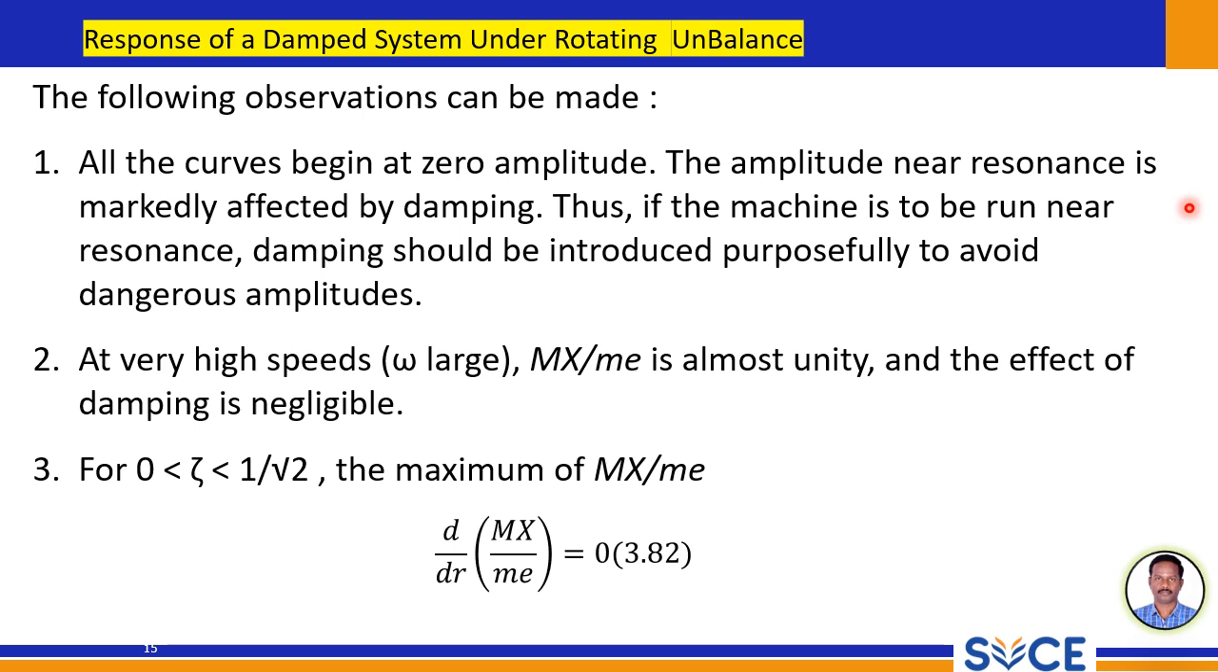In summary, damping plays a critical role in controlling vibration amplitudes, especially near resonance. At high speeds, its effect diminishes. Understanding these observations is essential for designing and operating machines with rotating unbalance, ensuring their stability and longevity.